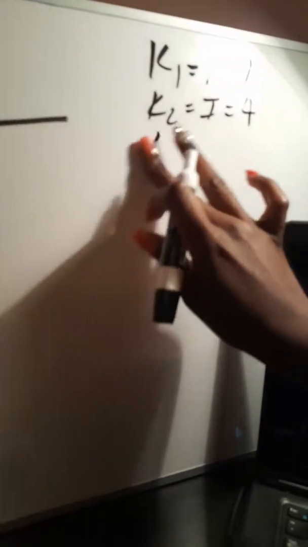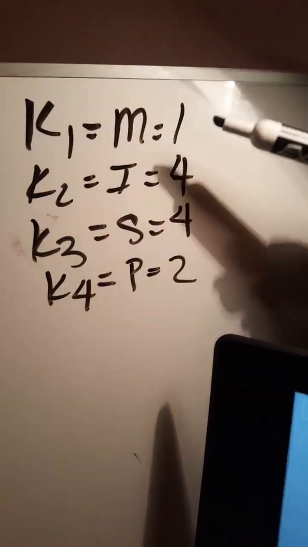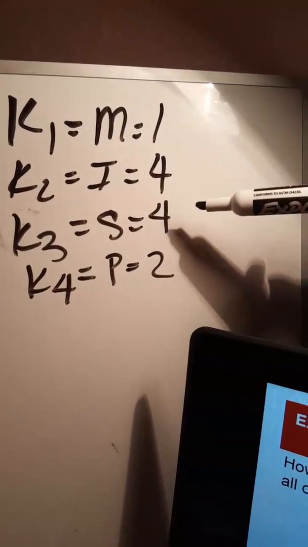K3, we have S. We have 4 S's in the word Mississippi. And K4 is going to be P. And we have 2 P's in Mississippi. Sorry, so if we count this, that's 1 plus 4 plus 4 plus 2, which is 11.